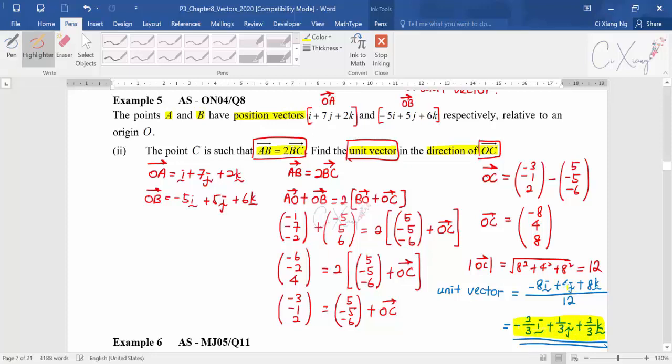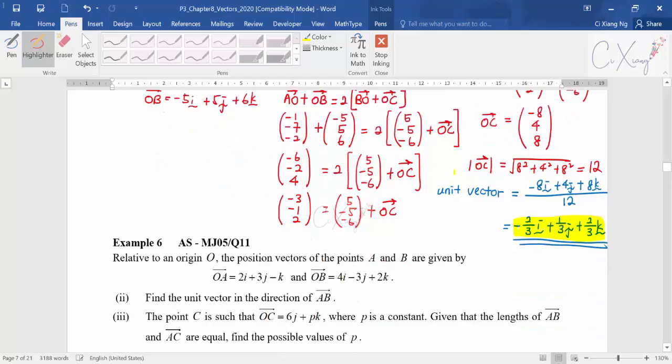Alright, so this is how we do it. You use the original vector divided by the magnitude. Then you simplify all the terms to get the unit vector in terms of i, j, and k. Alright, so I hope that you have the idea how to do this. Okay, for example 6, I would like you to try out on your own.